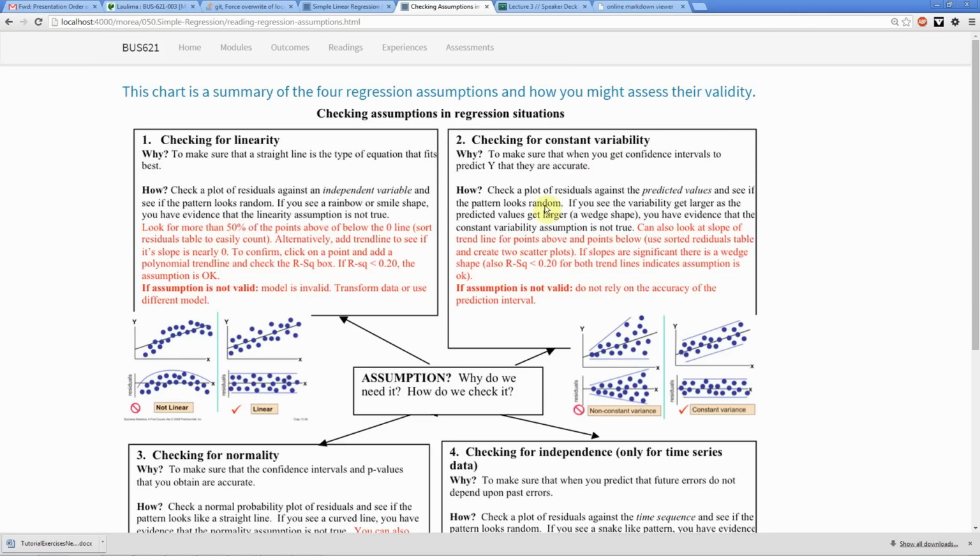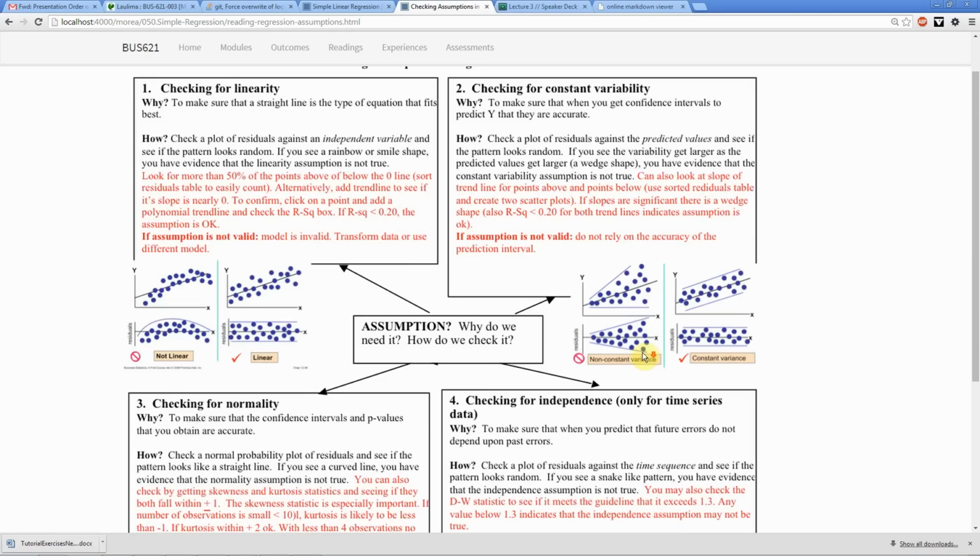You can also see that for checking constant variability, you can plot the residuals against the predicted values. Okay, this is a little mistake here. That's not supposed to be x. That's supposed to be predicted. But you can see that if it's versus the predicted values here, you see sort of a wedge shape in either direction, that they don't have constant variability.